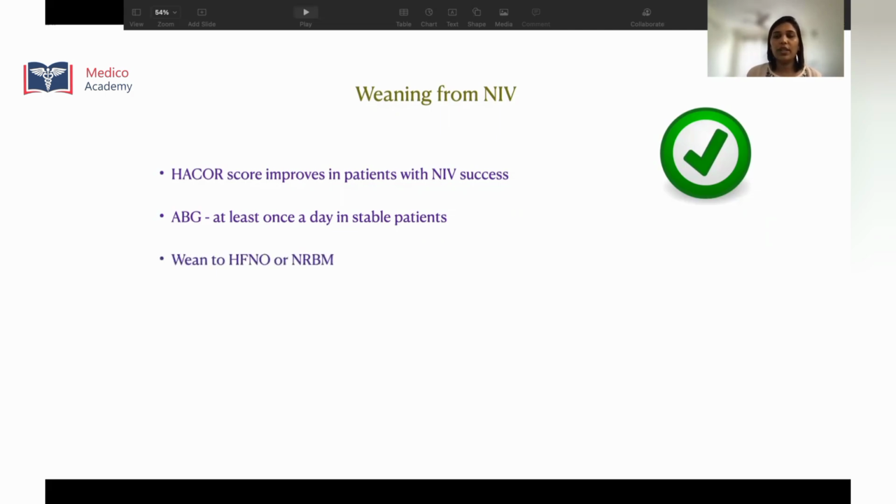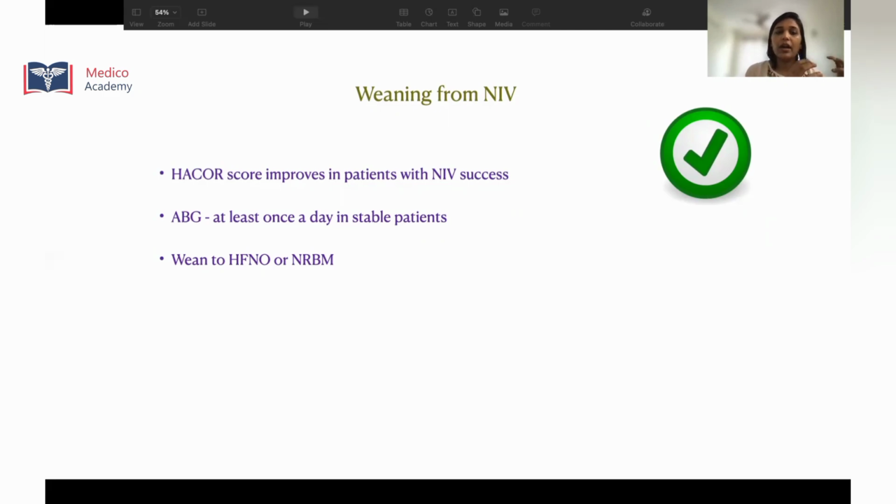And once you feel that the patient can be taken off NIV, it's always advisable to wean the patient from NIV to a high flow nasal oxygen cannula or a non-rebreathing face mask, which will provide high FiO2 and high flows. As I said, any patient with respiratory failure will require a device which provides high flow. So instead of weaning a patient directly from NIV into room air or a conventional oxygen therapy device, always make it a point to wean the patient step by step.